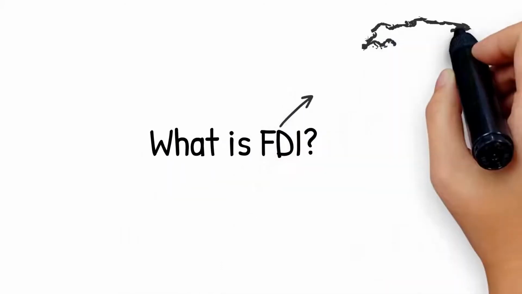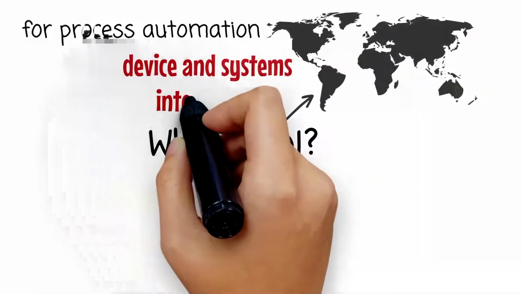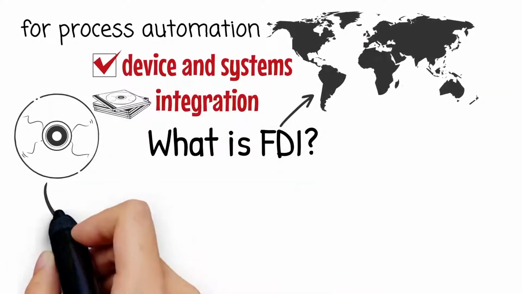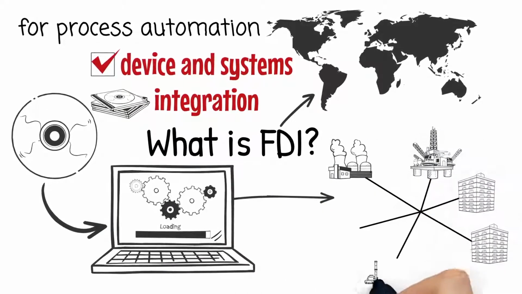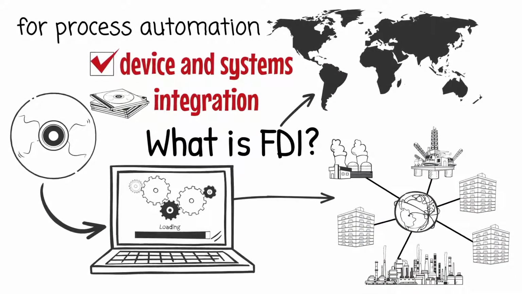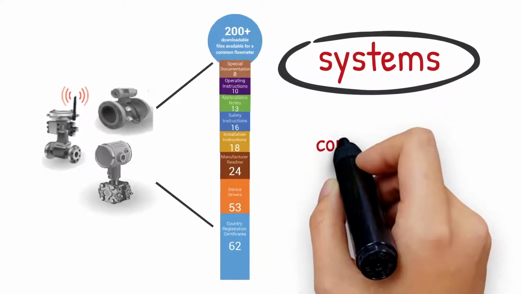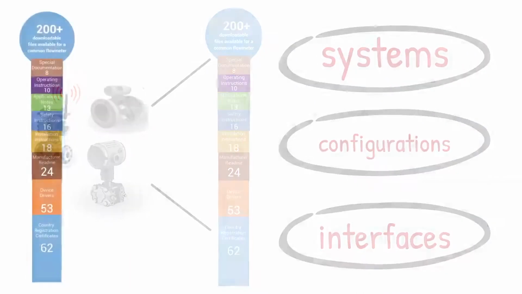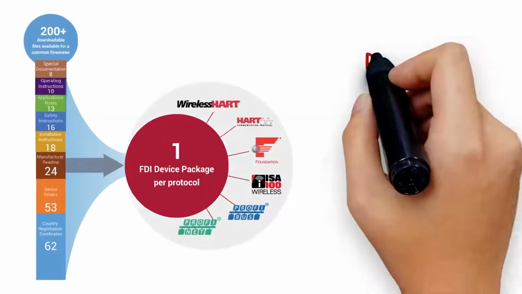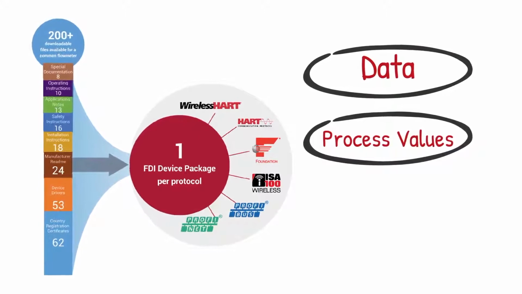FDI is an internationally standardized solution for process automation, device, and systems integration that dramatically simplifies software installation and maintenance, as well as communication between enterprise-level systems and technologies on the plant floor. Before FDI, individual devices often came with hundreds of files to address different systems, configurations, and interfaces. With FDI, a single device now uses one file to provide data and process values to all systems.